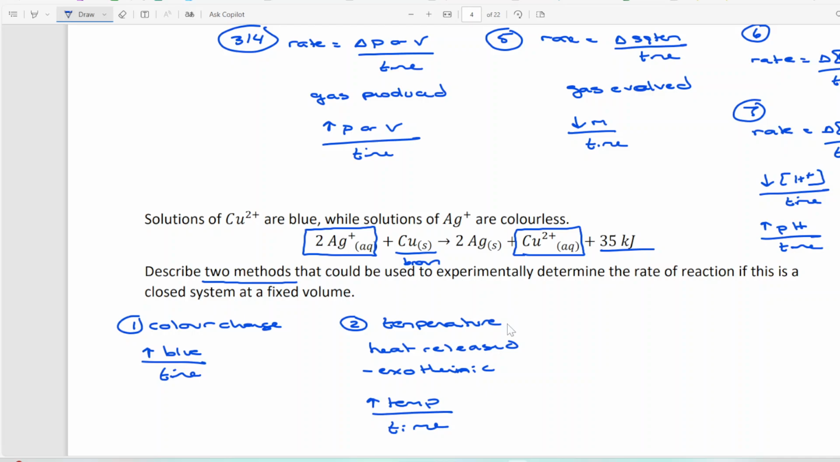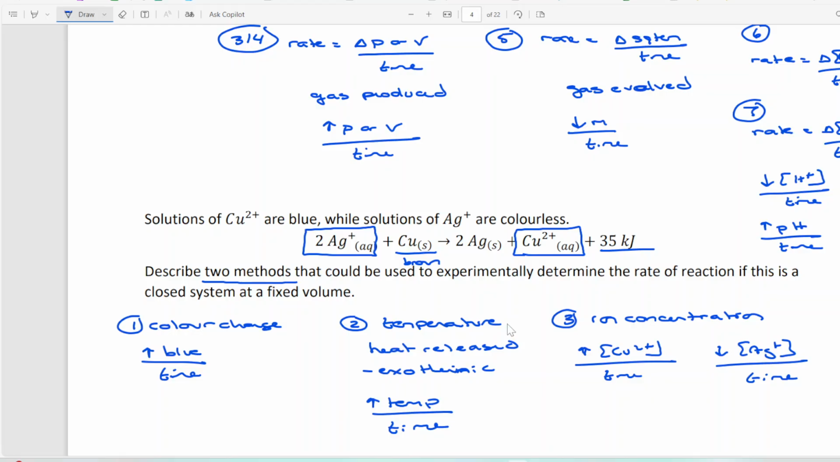So let's go for ion concentration. So the third one would be ion concentration. And you'd have 2 choices here. You could do an increase in the copper ion over time, or you could do a decrease in the silver concentration over time. And then if we're looking at the seventh one being pH, for pH you specifically have to have a change in hydrogen ion concentration. And in this one we have a change in copper and a change in silver, so we can't use pH as a method.